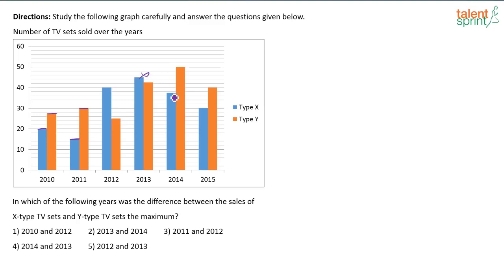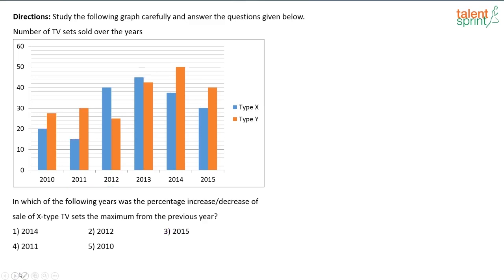This cannot be the one. Just check these two, what they are. Again, obviously I don't think this will be it, because this is only 10 points, and here it is again almost like 12. But if you check here, it is more than 15. So these two, 2011 and 2012, have to be the years when the difference is maximum. In which of the following years was the difference between the sales of X and Y type TV sets maximum? So the answer will be 2011 and 12. Very easy one. Next one.